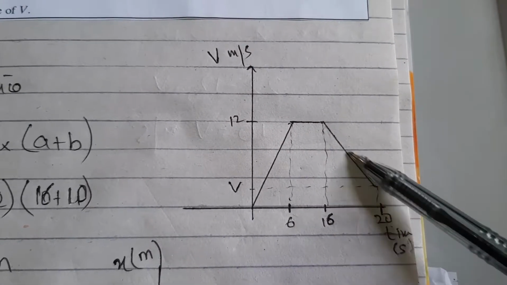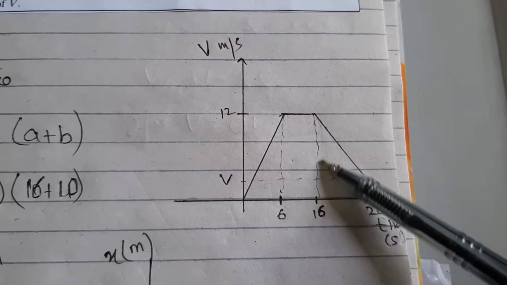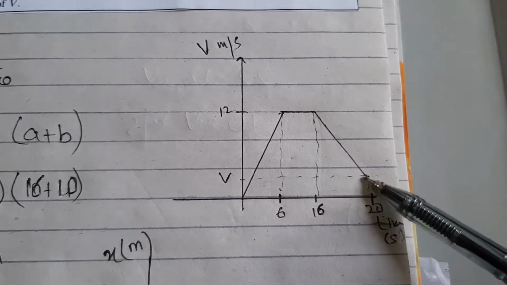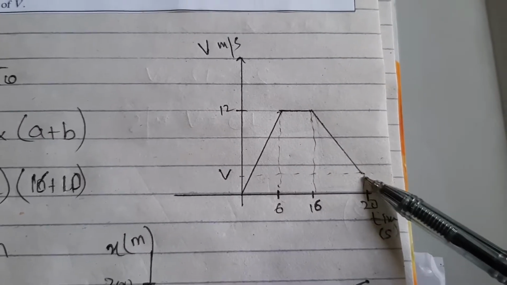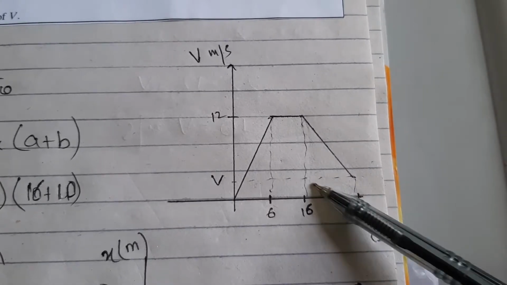Trapezium. This side and this side are parallel. What is the length of this side? 12. And this side is V. This is what we have to find out. And the height is the distance between the parallel sides, which is 4.